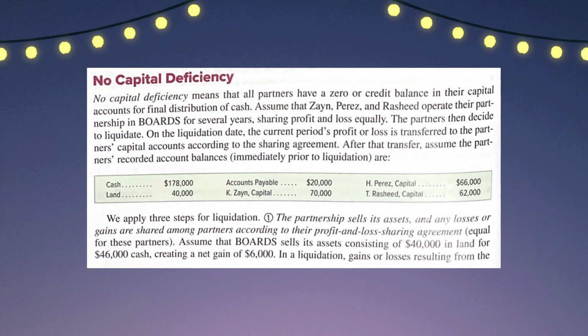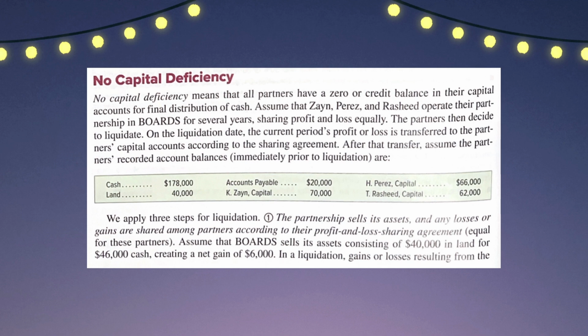We apply 3 steps for liquidation. First, the partnership sells its assets, and any losses or gains are shared among partners according to their profit and loss sharing agreement, equal for these partners. Assume that Boards sells its assets consisting of $40,000 in land for $46,000 cash, creating a net gain of $6,000.